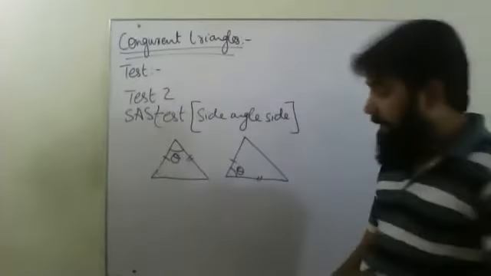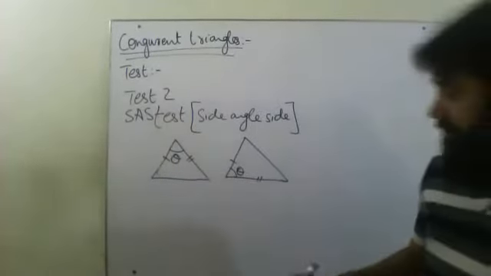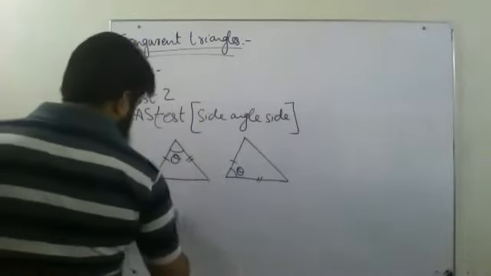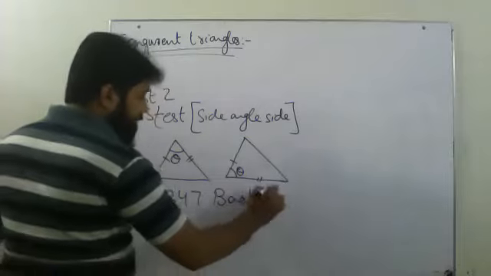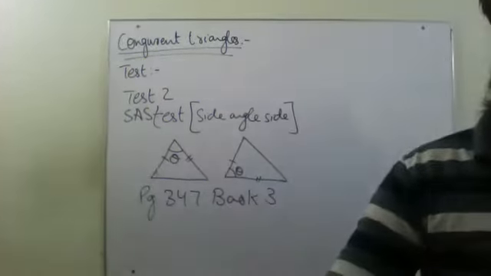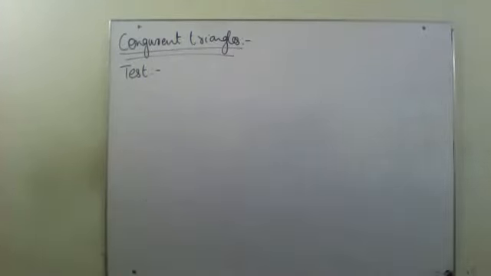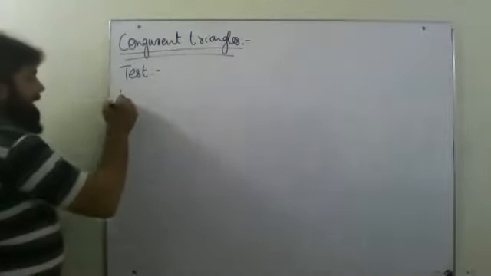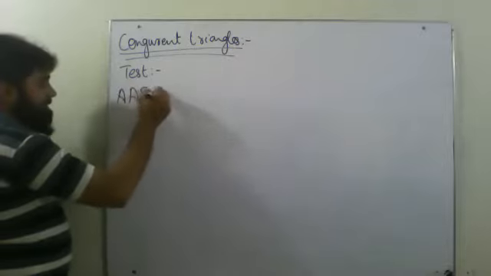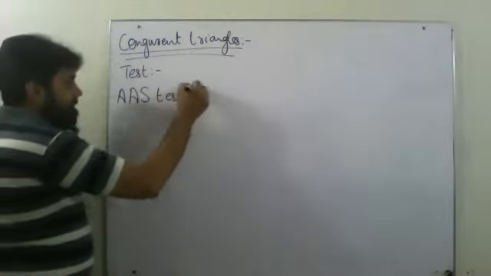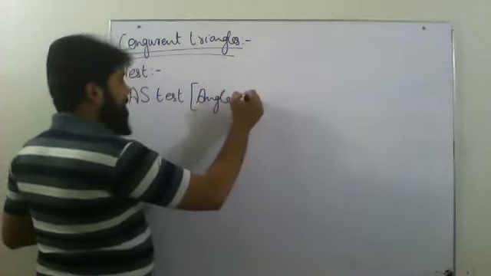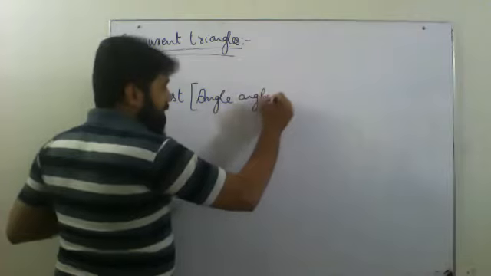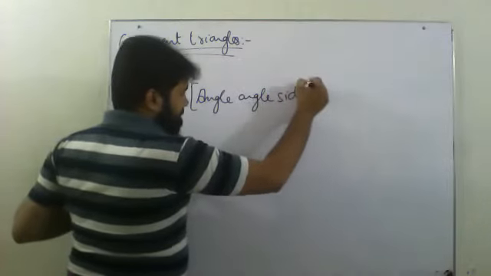The statement is given on page number 347, book 3. Your statement is given over there. Now, test number 3 is my AAS test, which means the angle, angle, side test.